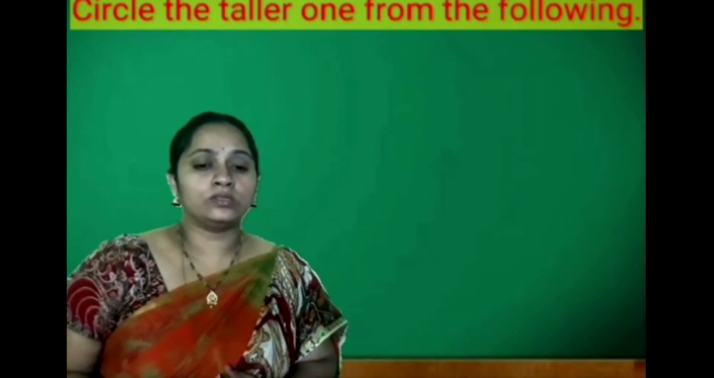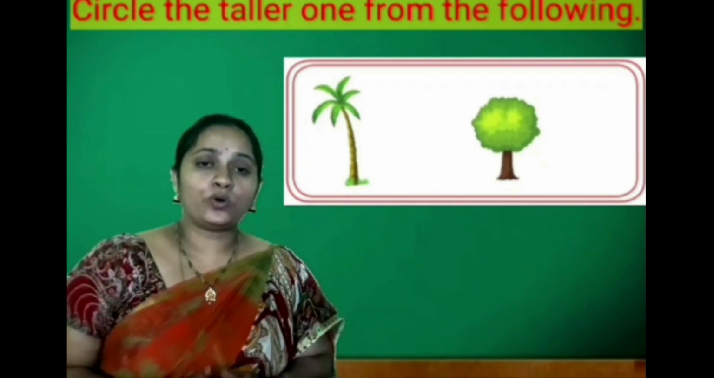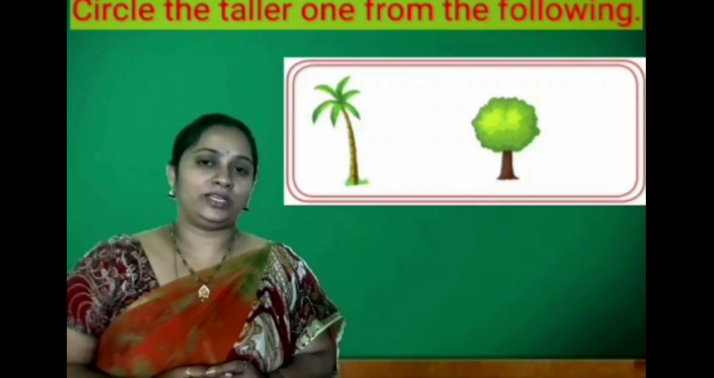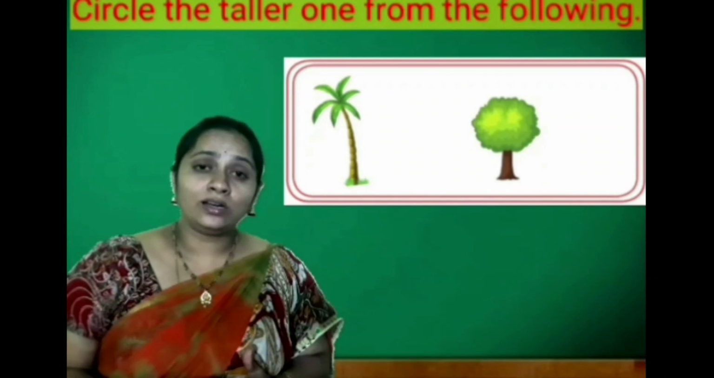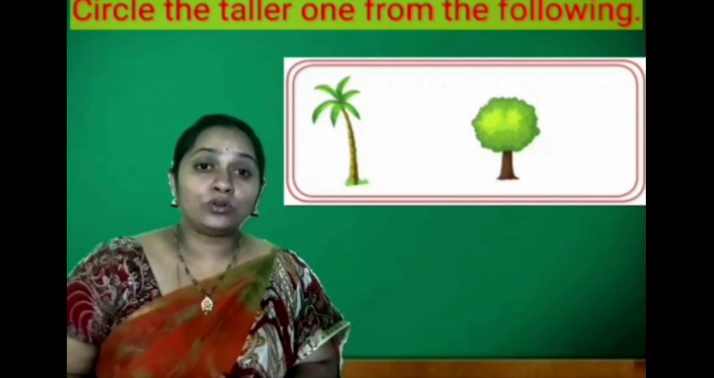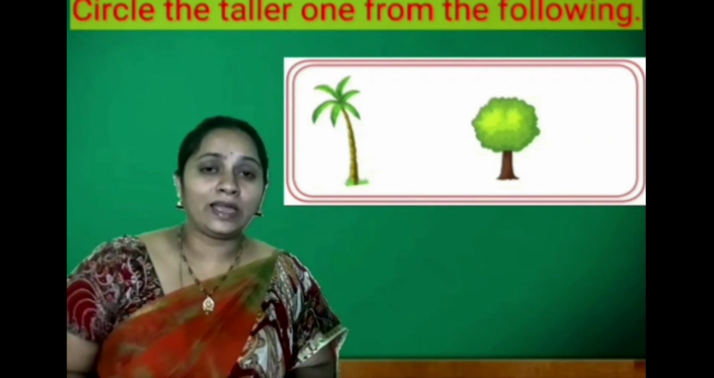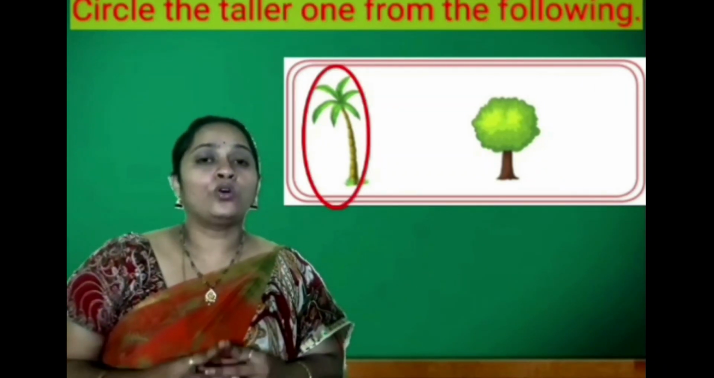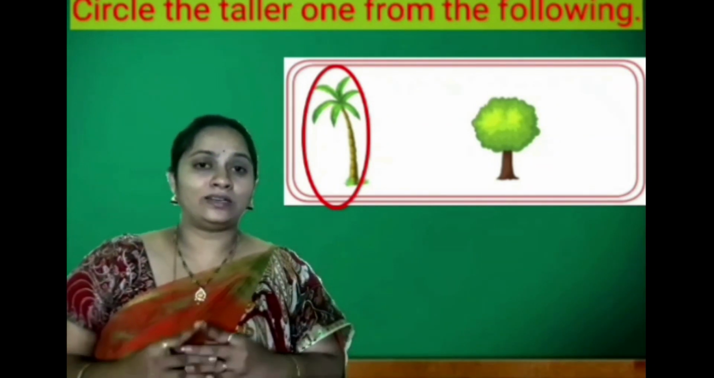In the second box, we have 2 trees. In the 2 trees, the first one is a coconut tree and the second one is a mango tree. See children, in these 2 trees, which tree is taller? Yes, the coconut tree is taller. So which one do we have to circle? According to the sentence, we have to circle the taller tree. Then we have to circle the coconut tree. Why? Because it is taller than the other tree.